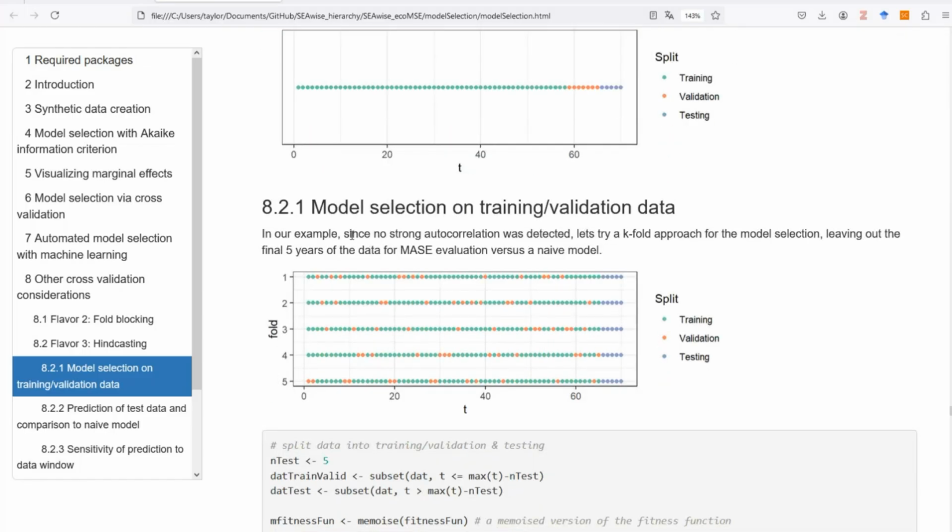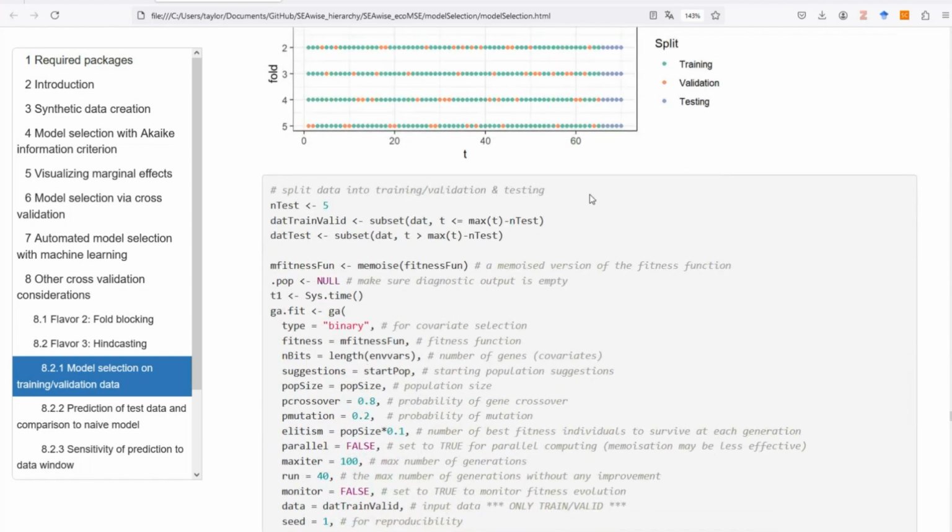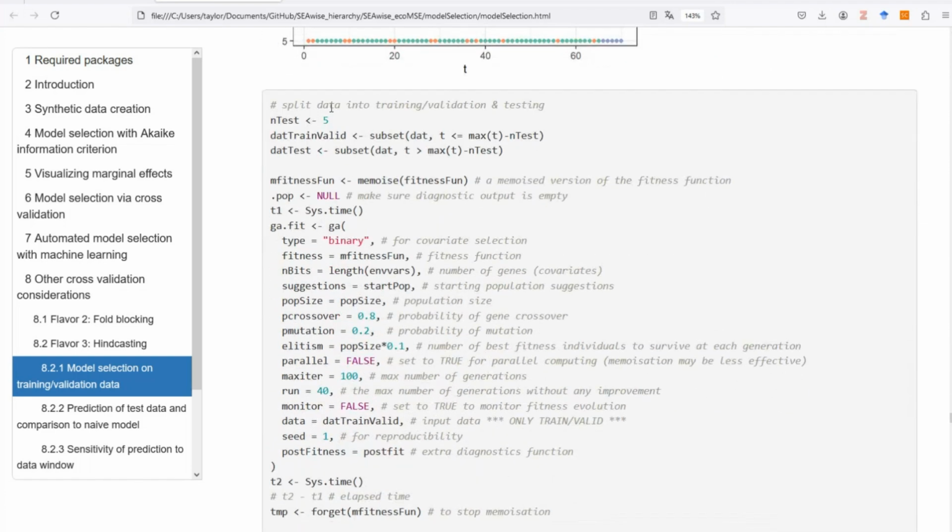And in our example above, since we didn't have any strong autocorrelation detected, we could still use this k-fold strategy to select a model based on everything except the last 5 years, for example, and use the MASE statistic to evaluate its prediction performance for the last data. So that's what I've done for this final example.